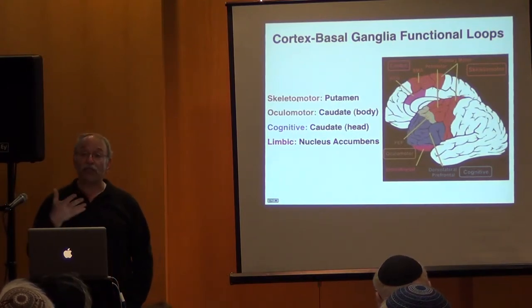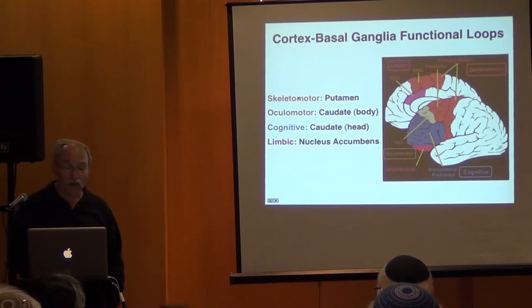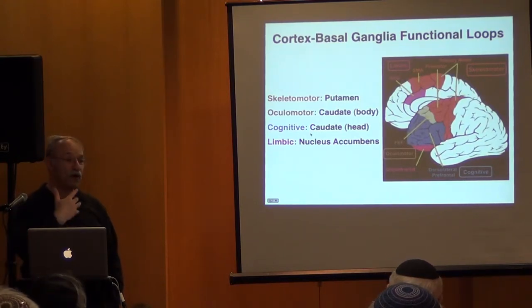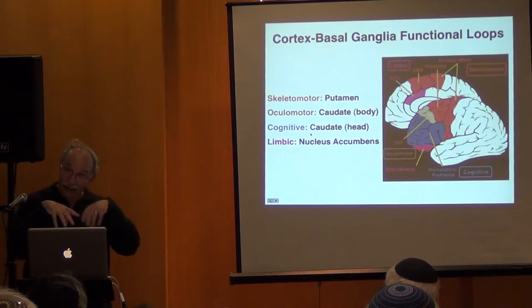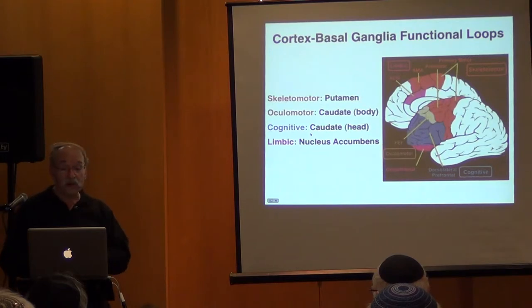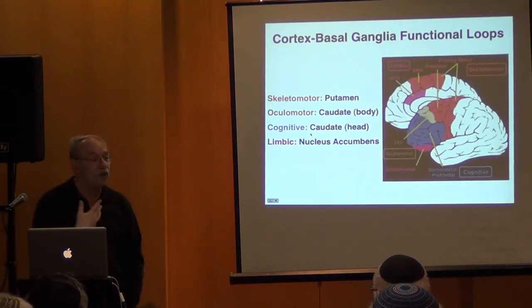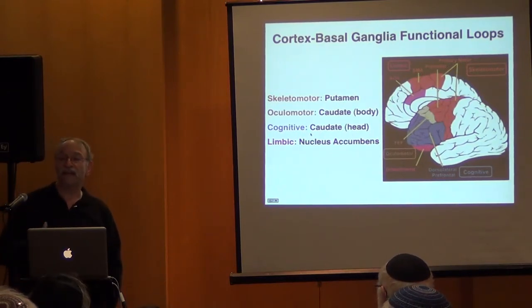Selection of those particular programs is done as a consequence of these loops between the cortex and basal ganglia, and in particular, between the cognitive loop, that is, I want to do piano playing, and then the skeletal motor loop, which is what I want to do once I start the particular action. I want to do piano motions and not bicycle riding. So these are more or less what the function of the basal ganglia are. They are designed to initiate a program of movement that you volitionally want to do, after which it is done more or less without significant cognitive control.